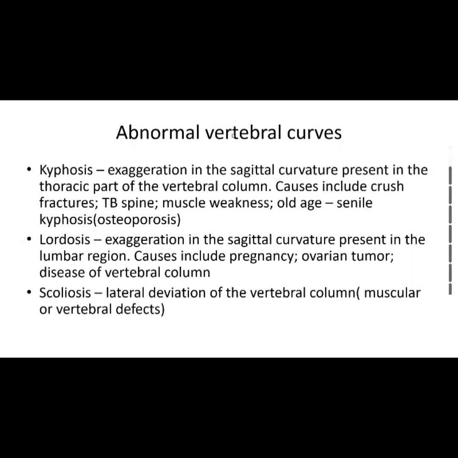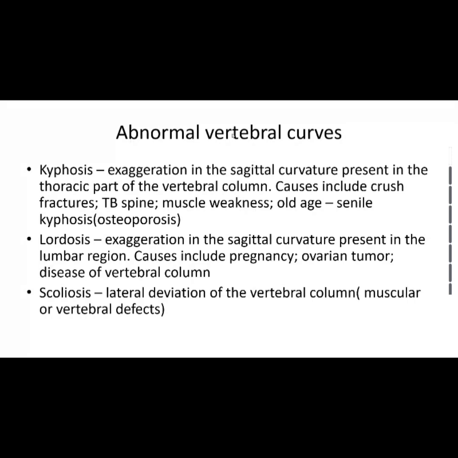It can be because of muscle weakness, or because of old age. That one we call senile kyphosis. This is because of osteoporosis, where the bones become weak or very loose, and then they fracture, and so you end up with that large exaggeration in the sagittal curvature present in the thoracic part of the vertebra. So kyphosis becomes exaggerated, and somebody is likely to look like they are bent forward. That's called kyphosis.